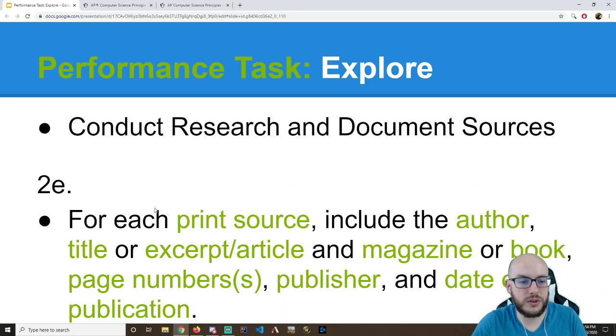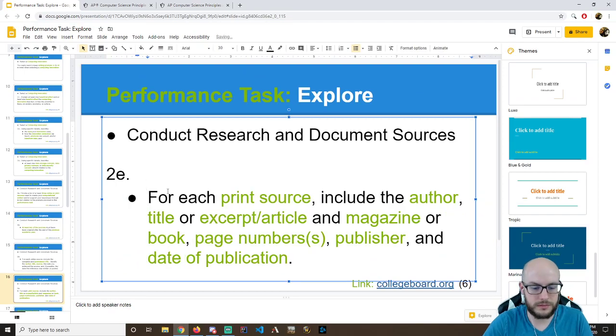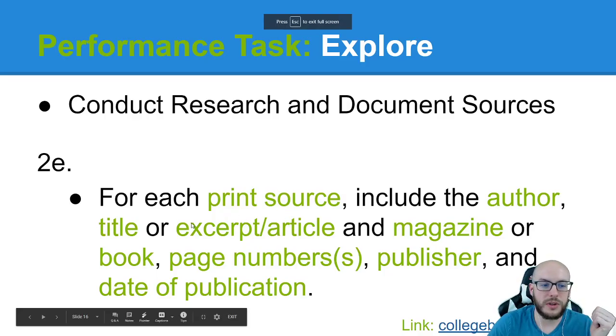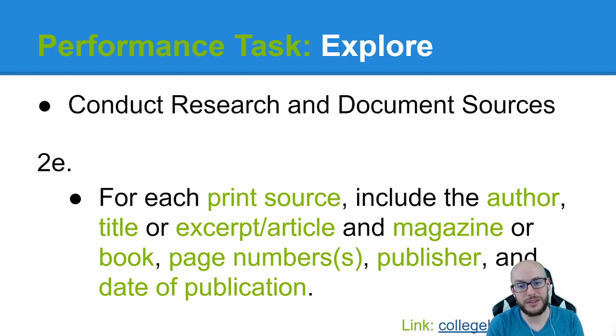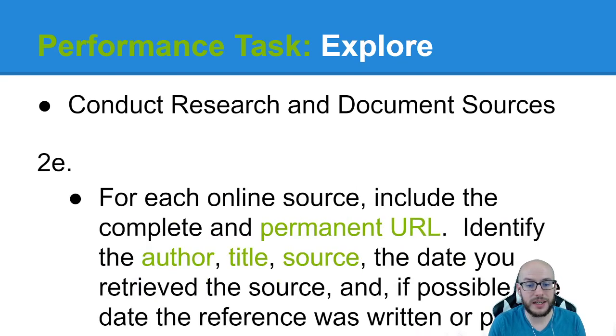For each print source, include the author, title, excerpt, article, magazine, book, page numbers, publishers, etc. I imagine most people use online resources and call it a day. That being said, if you have a resource and you can't find this information, author, title, that sort of thing, I recommend finding another source. Every year I get students saying, I've got a good source, it just doesn't have an author listed. It's just an article on a website.